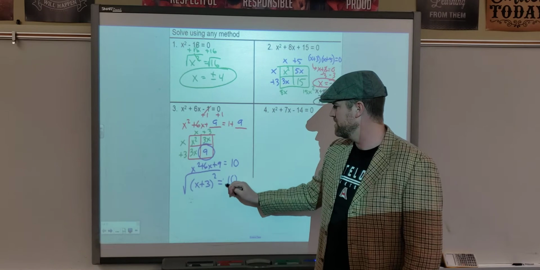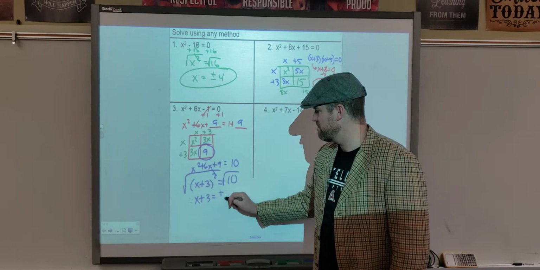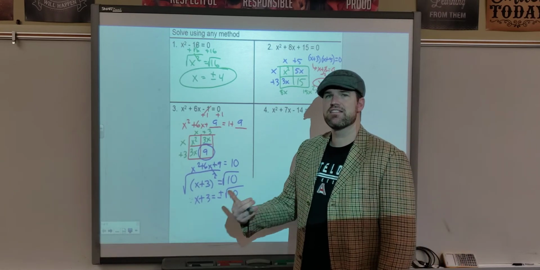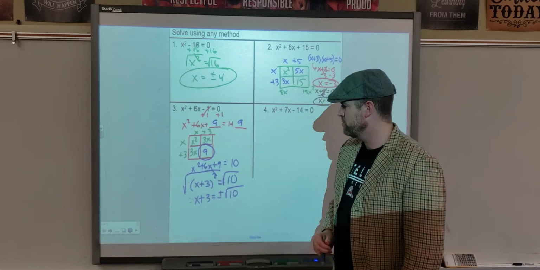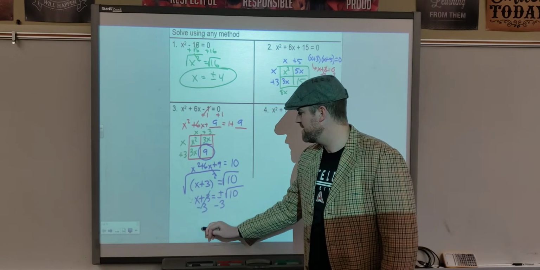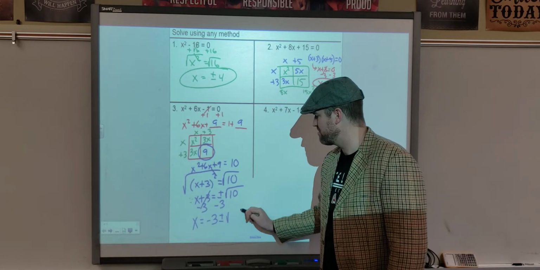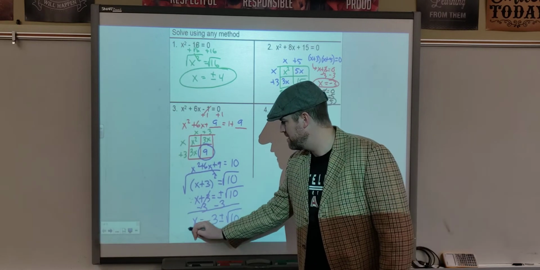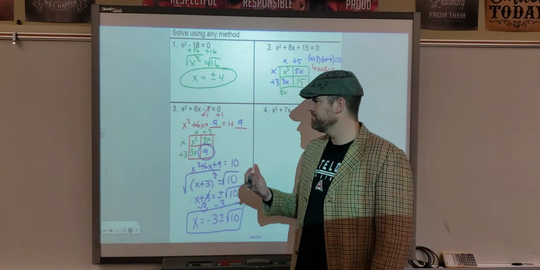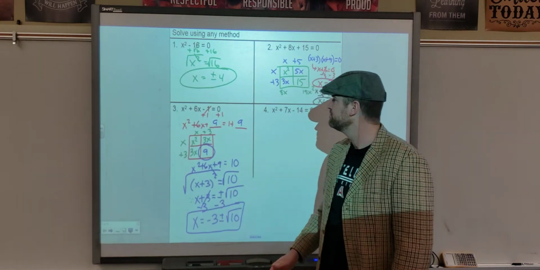Take the square root. X plus 3 equals plus or minus square root of 10. I know square root of 10 does not simplify because the only factors are 5 and 2. And then subtract 3 on both sides. X equals negative 3 plus or minus square root 10. So again, if it looks factorable, I would encourage you to try to factor it. And if it doesn't factor, then you can complete the square.